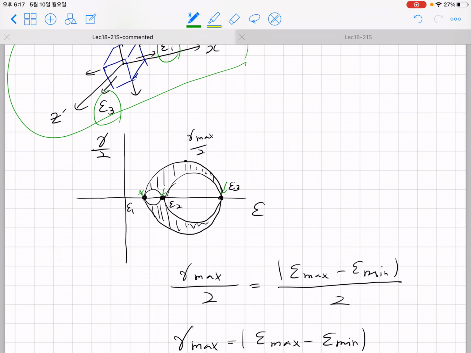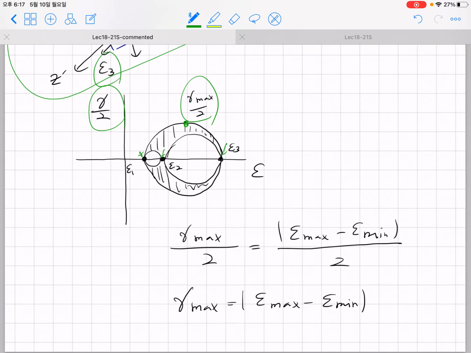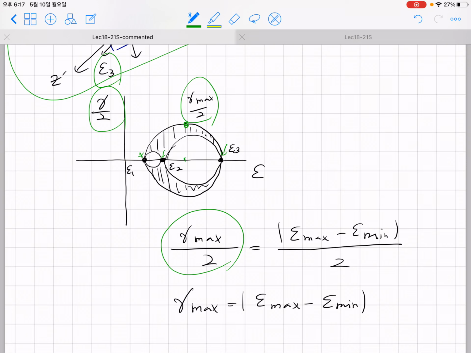And what you can do is, because the reading along the vertical direction is gamma over 2, the top point corresponds to gamma maximum divided by 2, and gamma maximum divided by 2 is the same as the radius of the Mohr circle, which is the maximum principal strain minus the minimum principal strain, divided by 2. Out of this equation, you can find the true maximum shear strain, not considering the 2D or in-plane shear strain. The true maximum shearing strain is the maximum principal strain, epsilon maximum, minus the minimum principal strain, epsilon minimum.